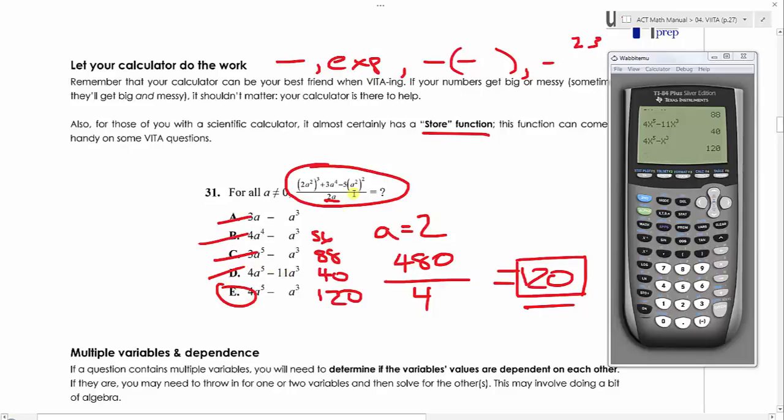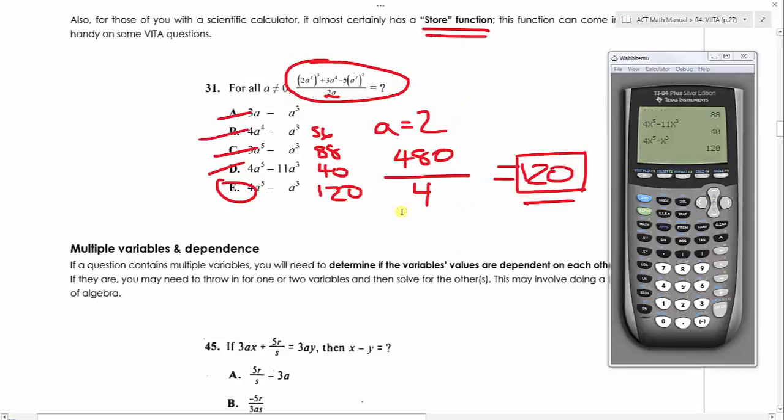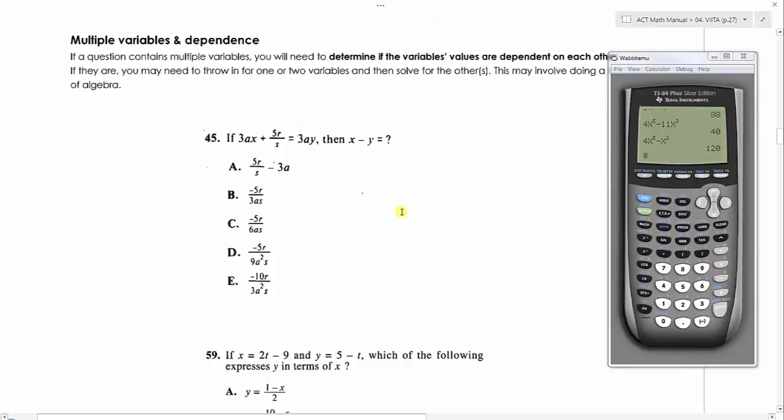So look, the point there is that if you do have a fairly complicated algebraic expression and you have some negatives and some exponents and you are nervous about making some kind of a careless mistake with your arithmetic calculation, I would suggest using your calculator and possibly even using the store function, and then you can just enter things exactly as they appear on the page in front of you.